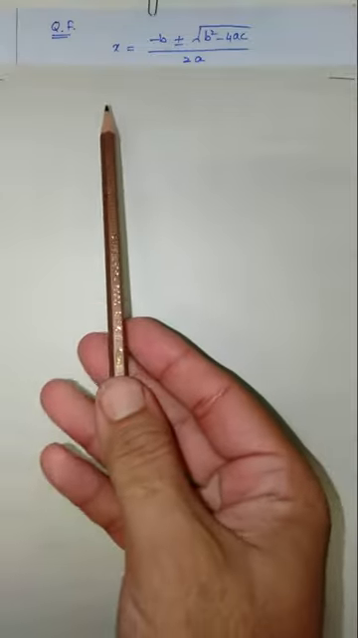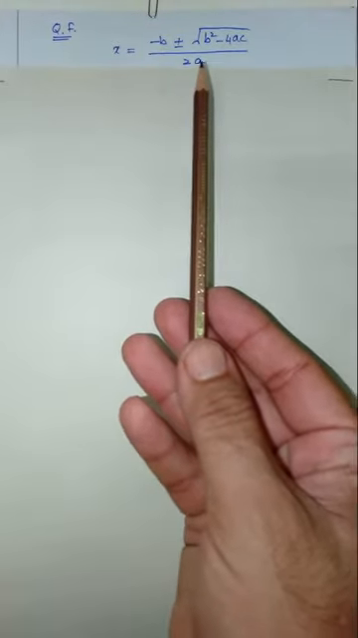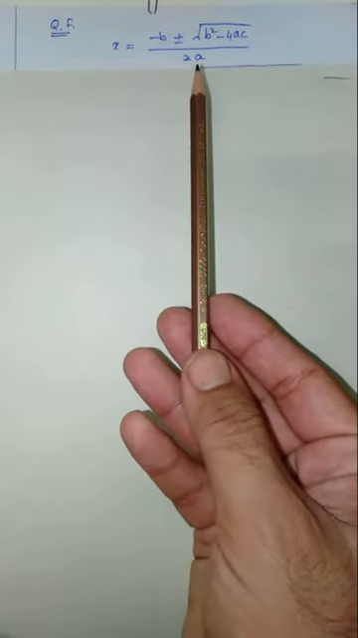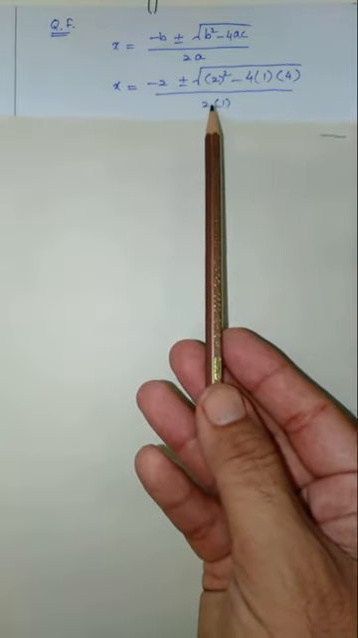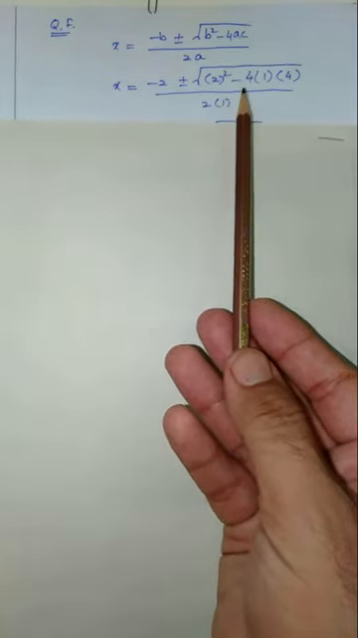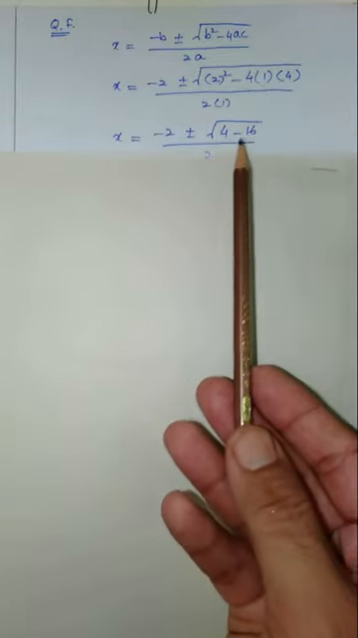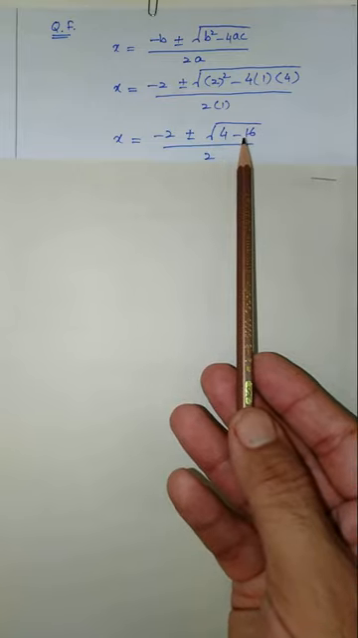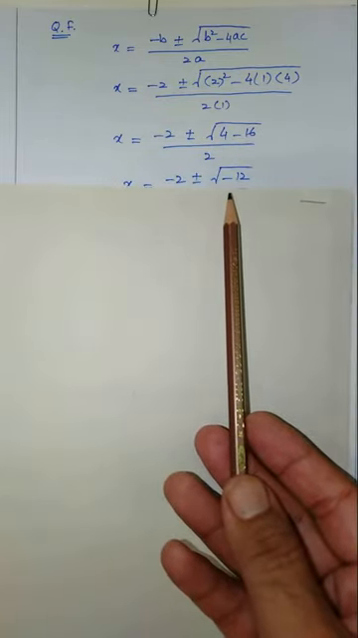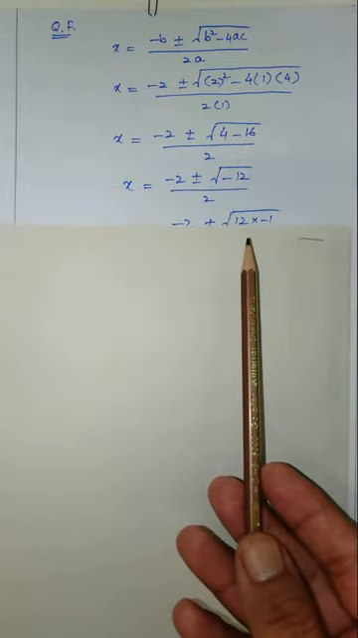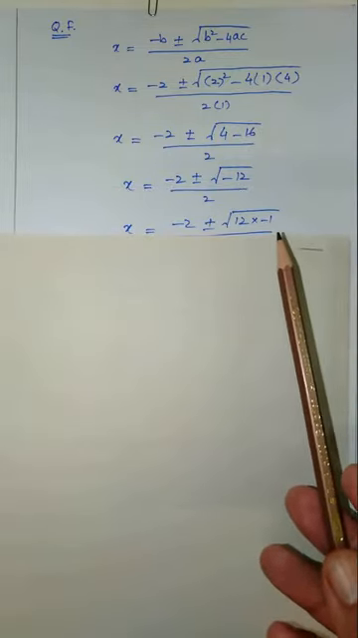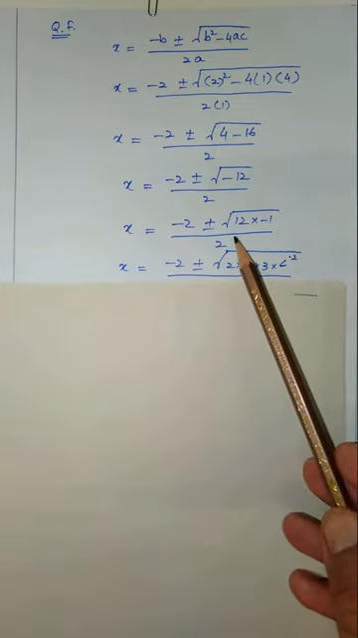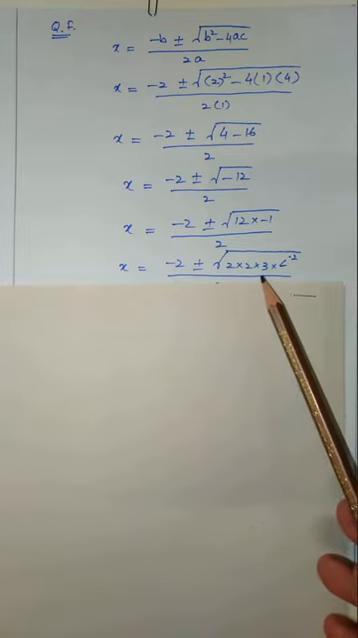Now the quadratic formula is x is equal to minus b plus minus the square root of b square minus 4ac, divided by 2a, putting the values of a, b, c like this. Simplification: 2 square is equal to 4, 4 1s are 4, and 4 4s are 16. Now 16 minus 4 minus 16, which is equal to minus 12, and this minus 12 is equal to 12 into minus 1, and this minus 1 is equal to iota square.